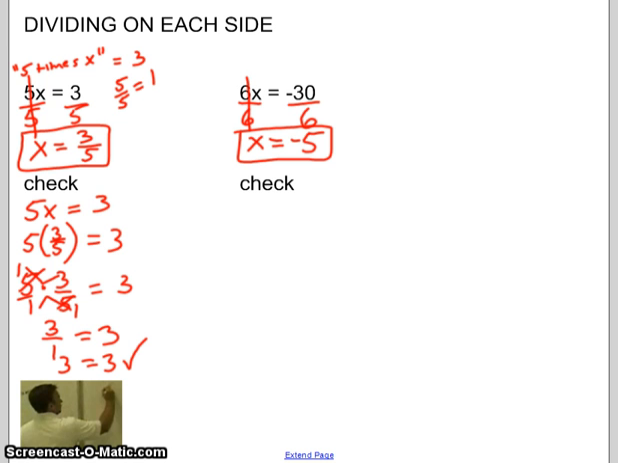Let's check it out. 6x equals negative 30. I'm going to substitute negative 5 in for x. Let's see if it equals negative 30. 6 times negative 5, yeah, that's negative 30. So it worked out.